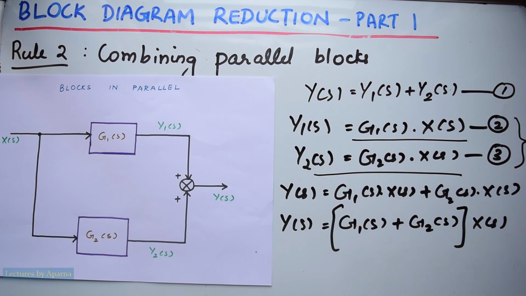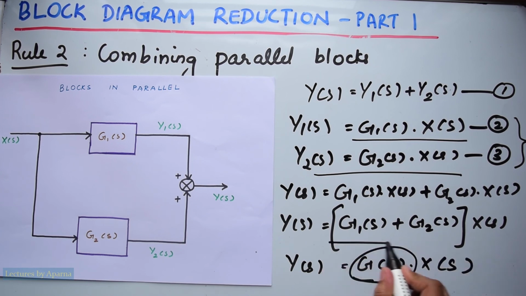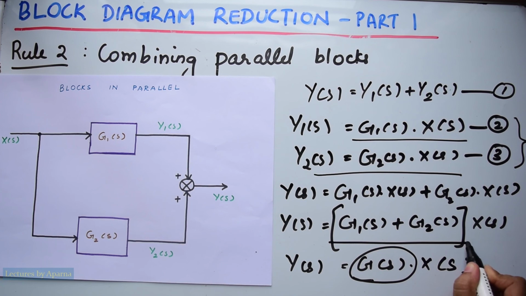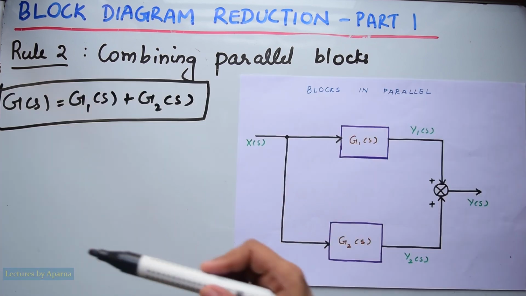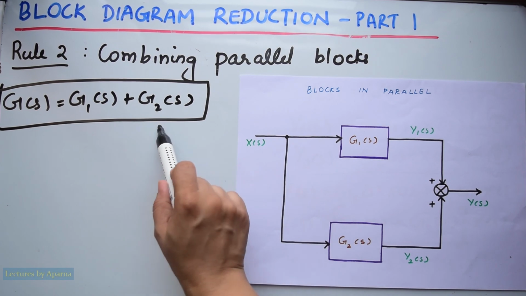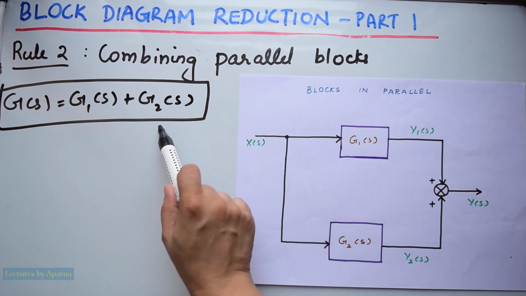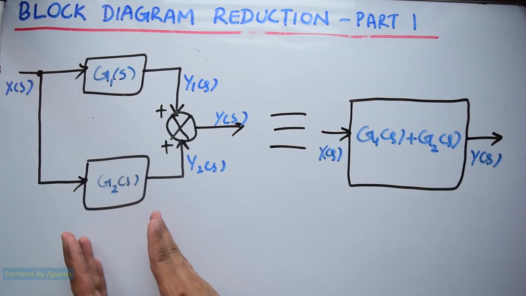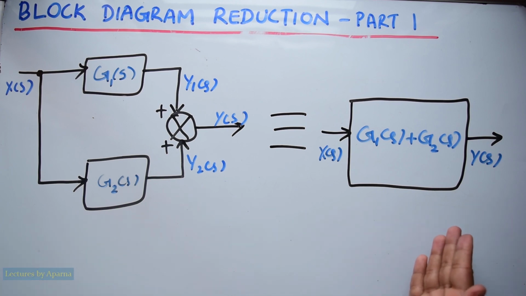Now, again comparing it with the standard form of output equation, that is Y of S is equal to G of S into X of S, we will get G of S is equal to G1 of S plus G2 of S. That means we can represent the parallel combination of two blocks with a single block. And that single block will be the sum of transfer functions of those two blocks. So you can reduce this parallel connection into a single block like this.